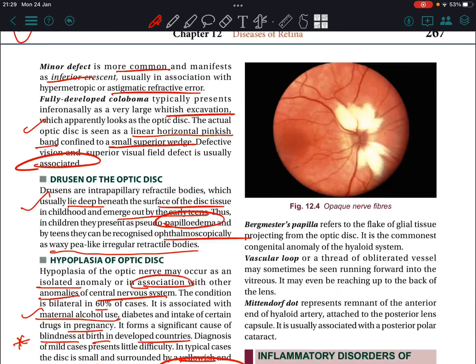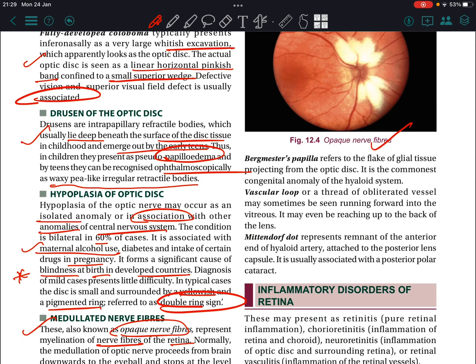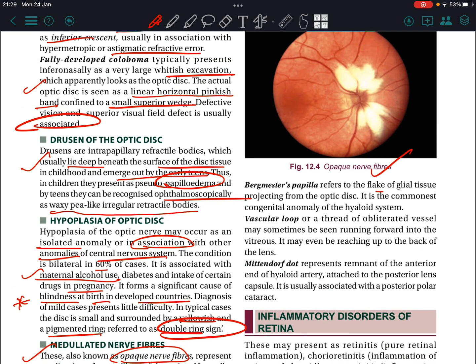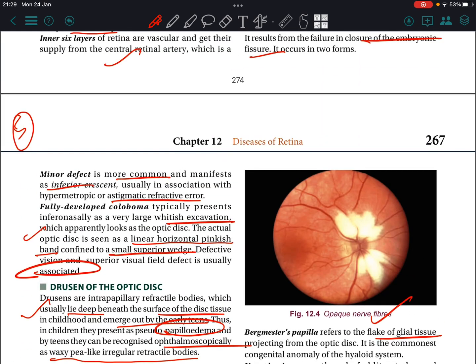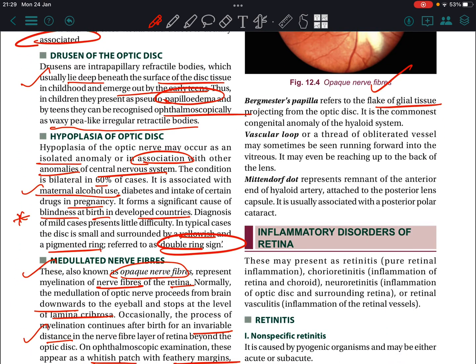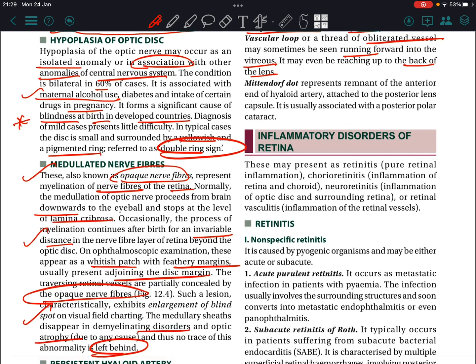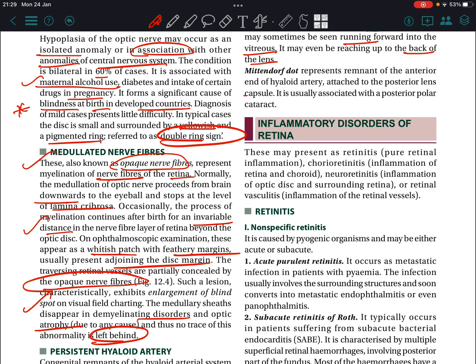Persistent hyaloid artery. The hyaloid artery is present as Bergmeister papilla, referring to a flake of glial tissue proceeding from the optic disc. It is a common congenital anomaly of the hyaloid system. Vascular loop or thread of obliterated vessel may be seen running forward into the vitreous. It may even reach the back of the lens. Mittendorf dot represents a remnant of the anterior end of the hyaloid artery attached to the posterior lens capsule. It is usually associated with posterior polar cataract.